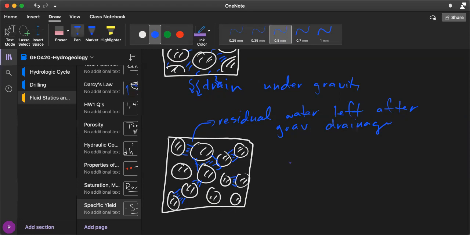So now my volumetric water content is equal to theta sub R. This is called the residual water content. And that is essentially the water content that is left after gravity drainage.